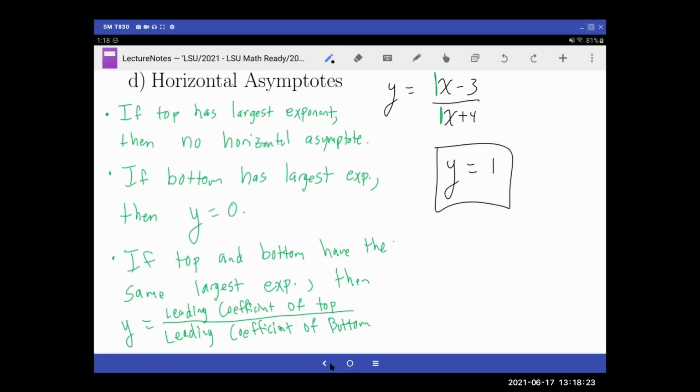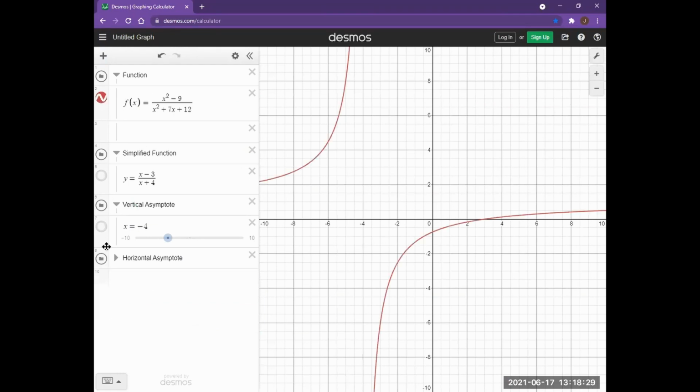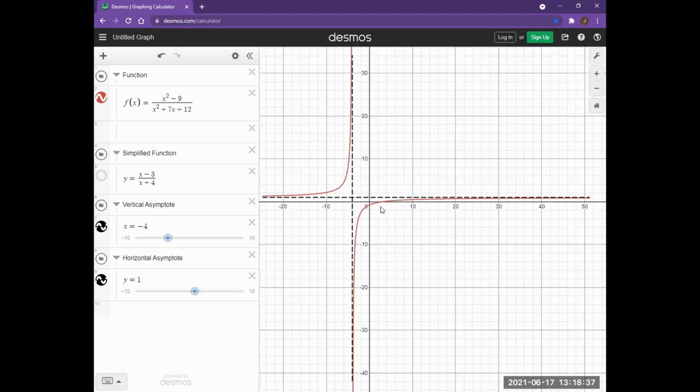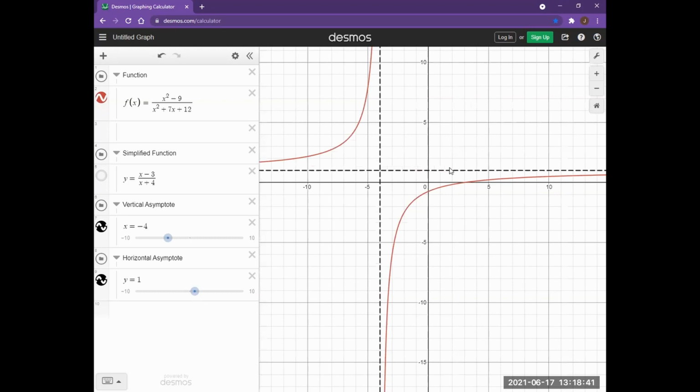Okay, what does that look like? Let's get rid of these. And here's our function. There's our vertical asymptote. Here's our horizontal asymptote, y equals 1. You can see it there. You can zoom out, you still see it. Notice the asymptotes kind of serve as a boundary. It really does help you to graph this thing if you want to graph it. Okay, let's see what we got next.